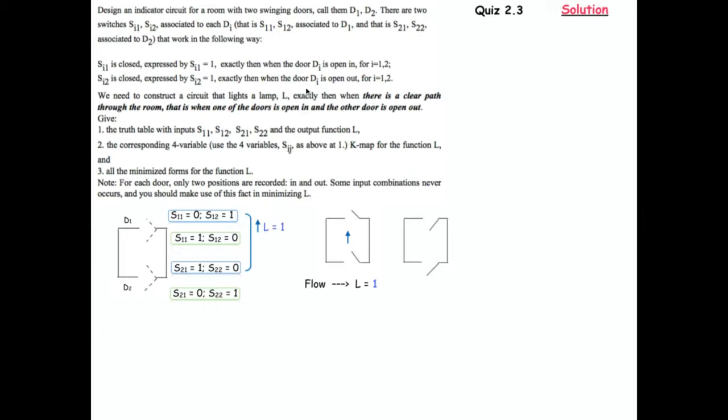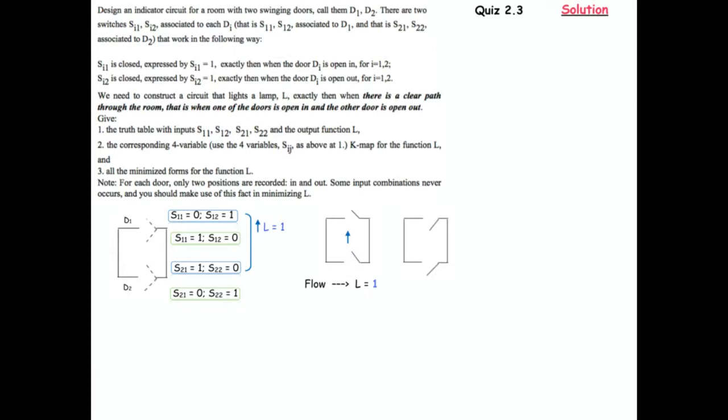Well, what is the difference? Because in this one, the circuit's supposed to light the lamp when one of the doors is open in and the other one is open out. But in the quiz, they're supposed to both be open in or both be open out. Okay, thank you for noticing. Yeah, I think I changed it in the quiz, but not on the slide.